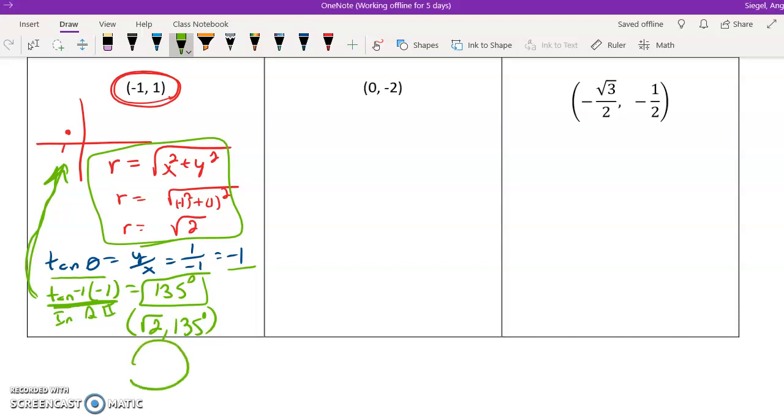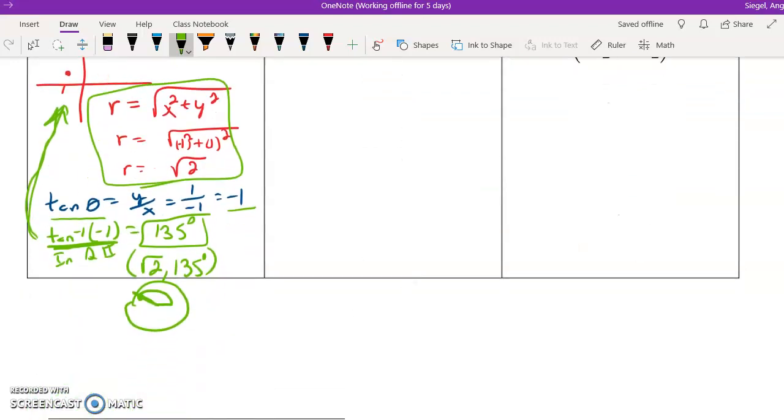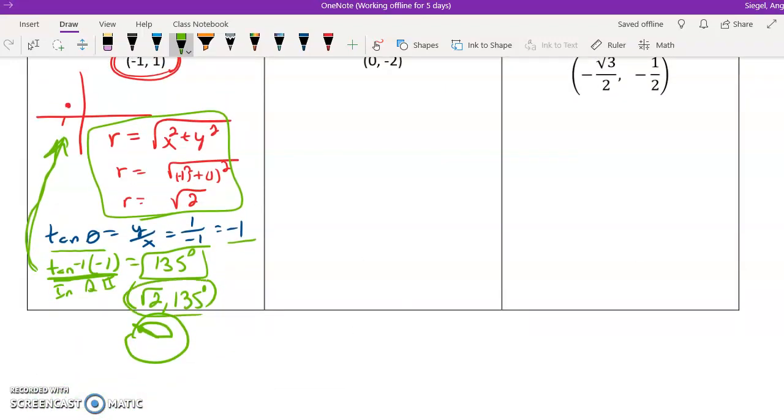So let's think about this. I'm going to go out square root of 2 and rotate around 135 degrees. So like that point right there. Okay, so let's go back up to our directions. So we plotted the point here, and we give 2 pairs of polar coordinates between 0 and 360. Okay, so this is 1.